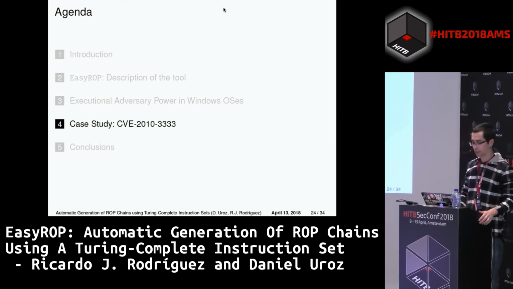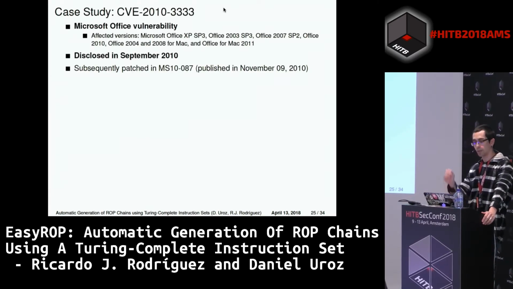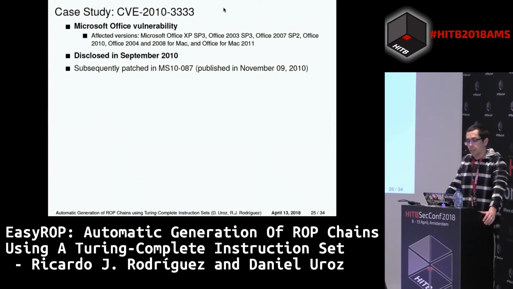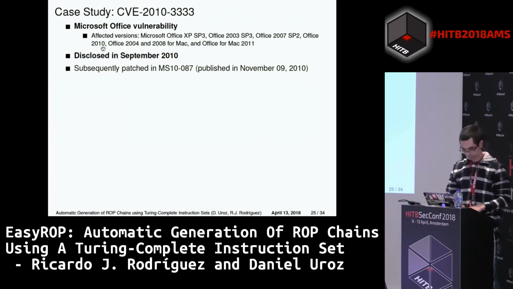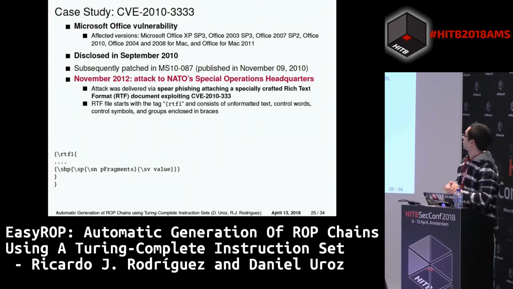So regarding the case study, I have used this vulnerability, CVE-2010-3333. It's a Microsoft Office vulnerability that affected almost all the suites of Microsoft Office from XP to 2010. It was disclosed in September 2010 and patched a bit later, in November of the same year. The thing is that this vulnerability was used in 2012 to attack the NATO Special Operations headquarters.